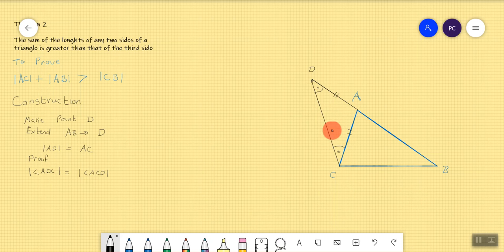And what else can we say from this? Well, we can say that the angle BCD will include these two, this bit and this bit here. So the angle BCD is going to be bigger than the angle ACD. This angle here is going to be bigger than this angle here on its own.